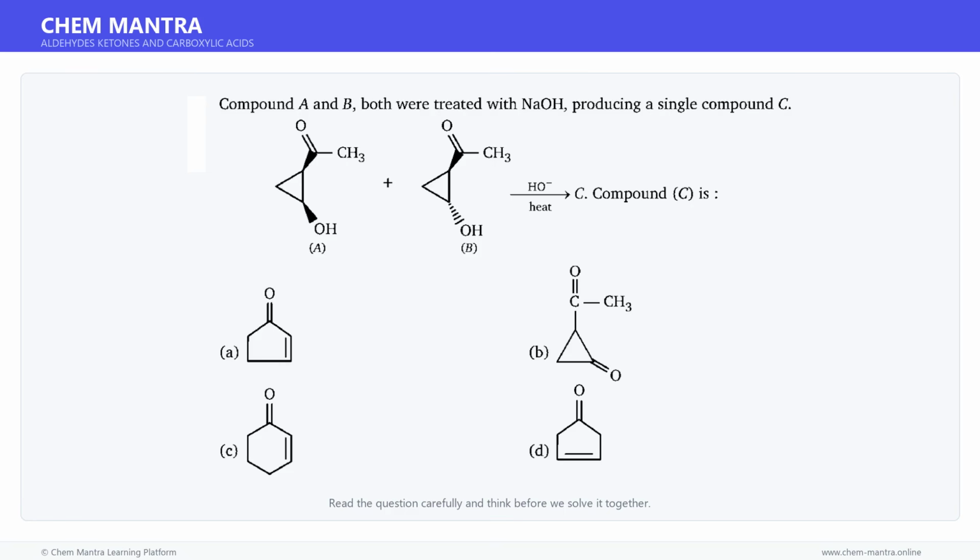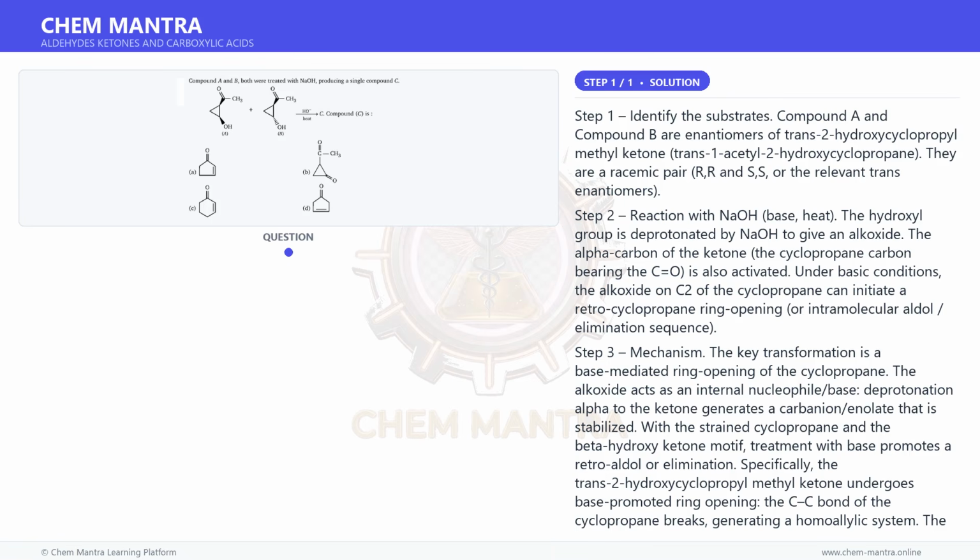Here is a question. Read it carefully and think about the answer. Let us solve it step by step. Let us begin solving this step by step. Step 1. Identify the substrates.